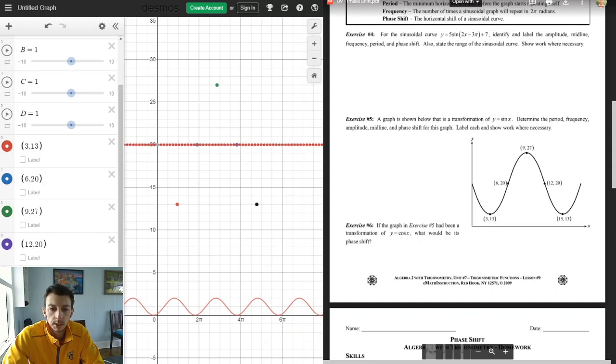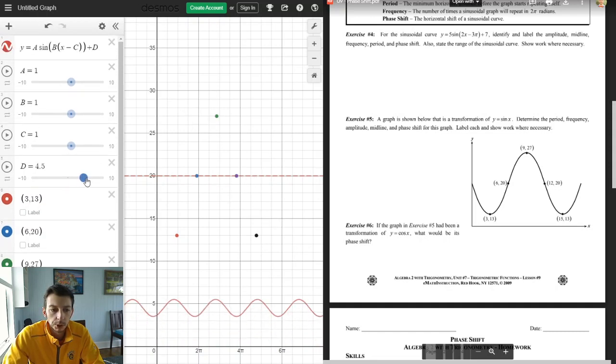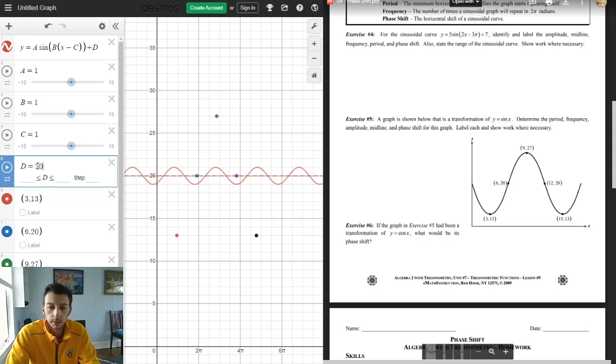So that's an easy way to find it: just take your maximum point of 27, your minimum point of 13, add them up and divide by 2. That's 40 divided by 2, which is 20. So you know your midline's 20. So that means my vertical shift here is going to have to be 20.